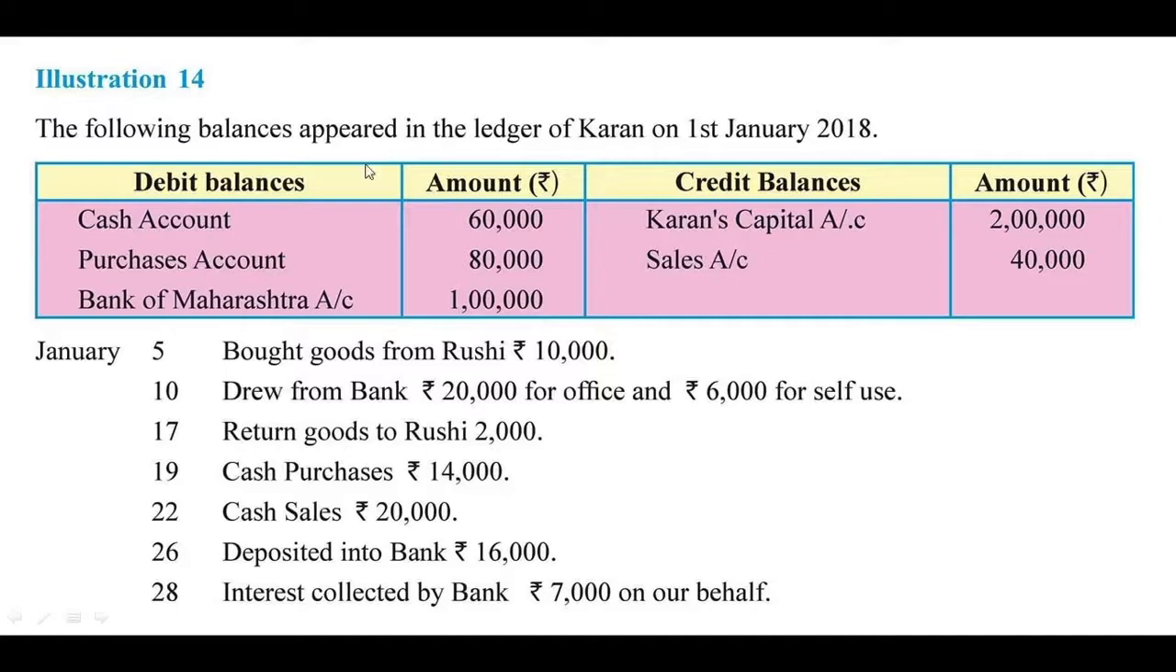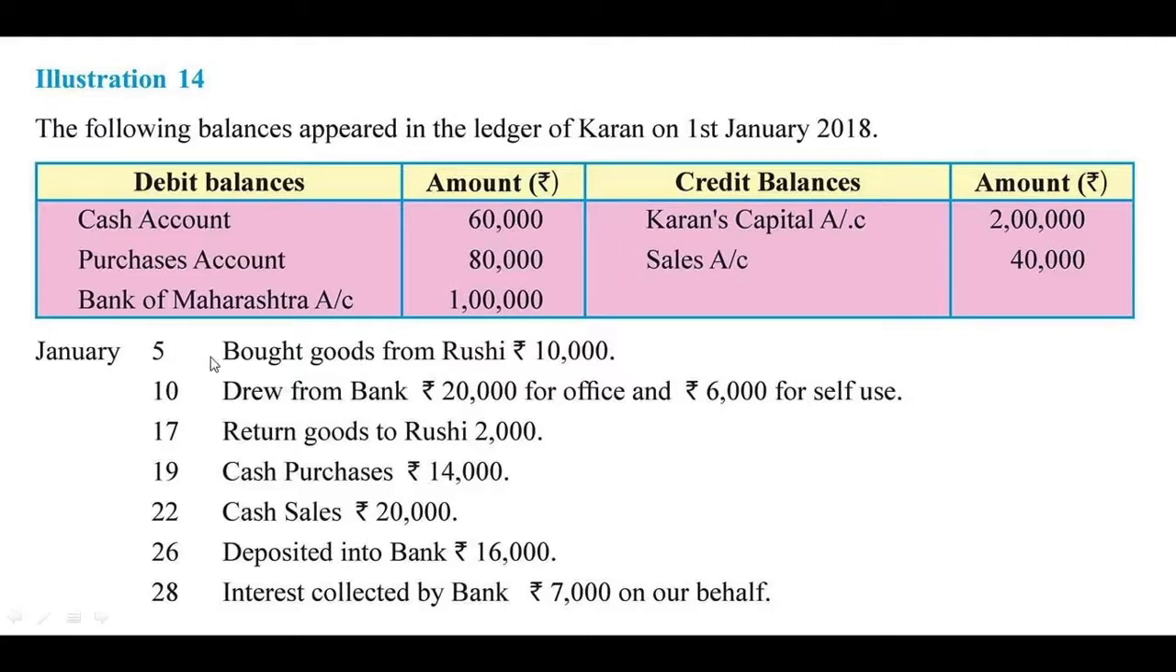Students, these are the opening balances which will appear in the ledger account. For example, for cash account, the debit balance is given. So, balance brought down will be recorded on the debit side of the cash account and 60,000 will be written in the amount column. That we will see after we pass the journal entries for the given transactions.